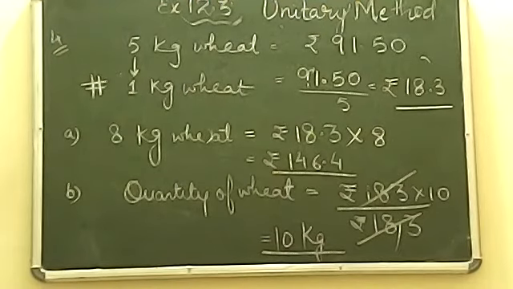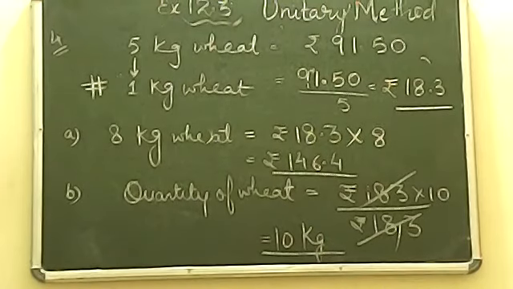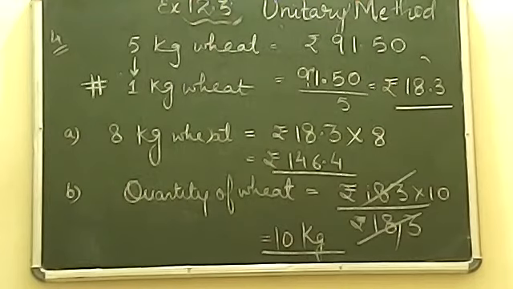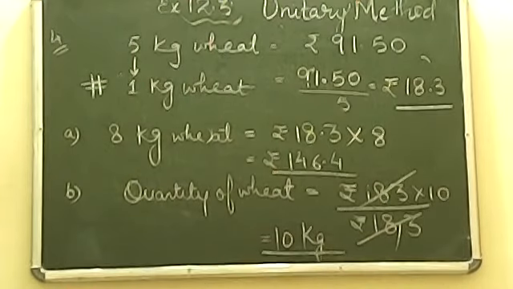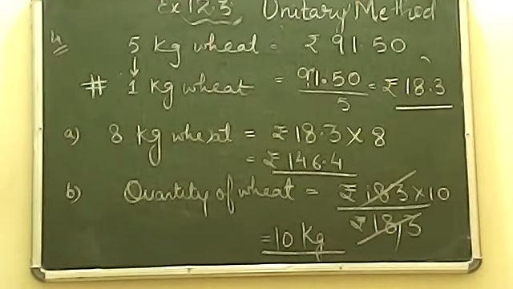Okay. The next question which I am giving you is: the cost of 4 dozen banana is rupees 180, which is given in your NCERT. This is question number 7. The cost of 4 dozen banana is rupees 180. How many bananas can be purchased for rupees 90?